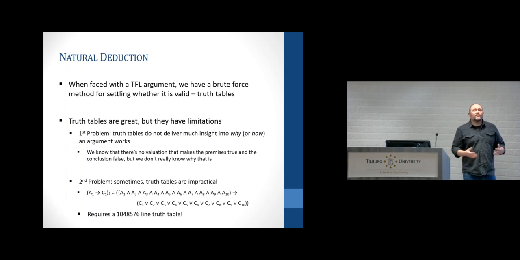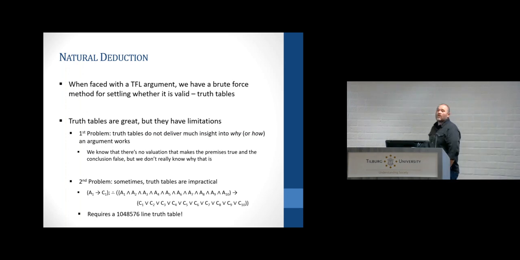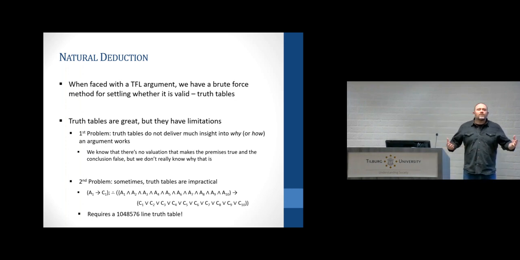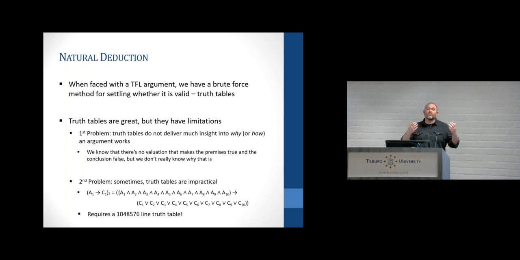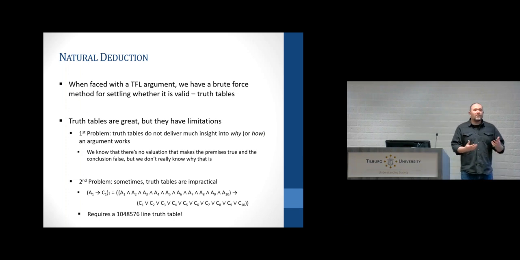So we're talking about TFL today. And when we're faced with a TFL argument, we have a wonderful brute force sledgehammer of a tool. Truth tables. Truth tables are amazing. They're incredibly powerful. And they let us assess an argument for validity or whether it's invalid. They let us assess a bunch of semantic properties.